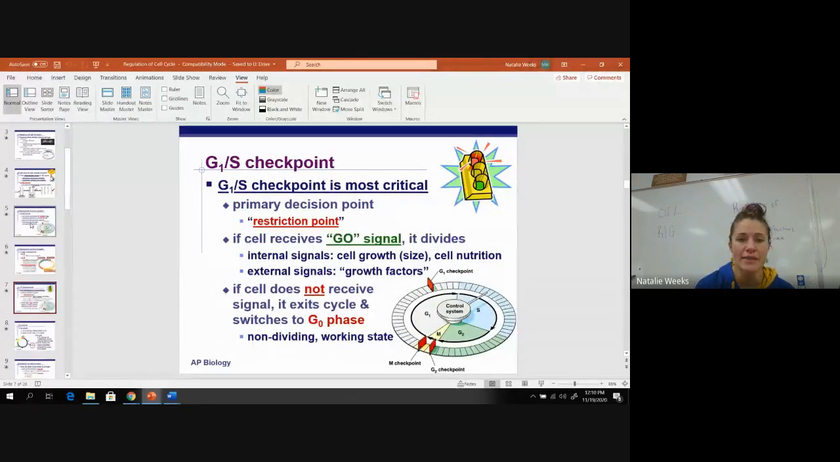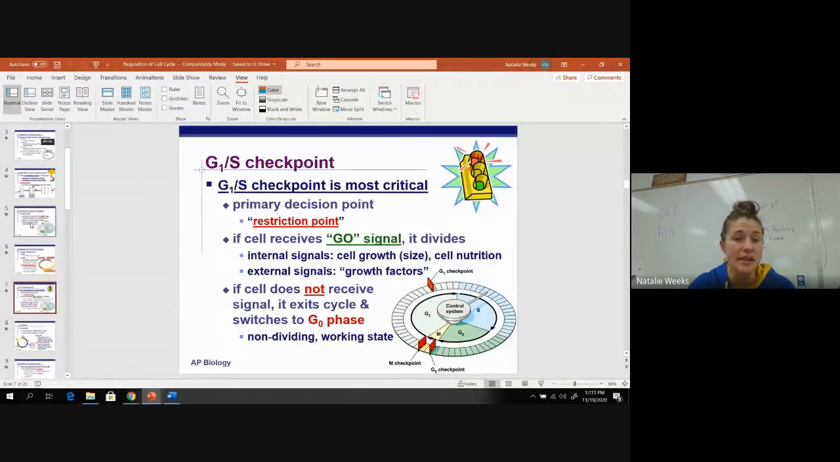So when we're looking at these individual checkpoints, we're going to go through each one. The G1/S checkpoint, that is our primary restriction point. If the cell gets the go signal, then we're going to start growing, and it's going to send out growth factors to other cells around it. If the cell doesn't receive a signal to grow, it's going to turn into the G0 phase, or just the hanging out phase. Your cell's just vibing, hanging out, if it doesn't receive those external signals.